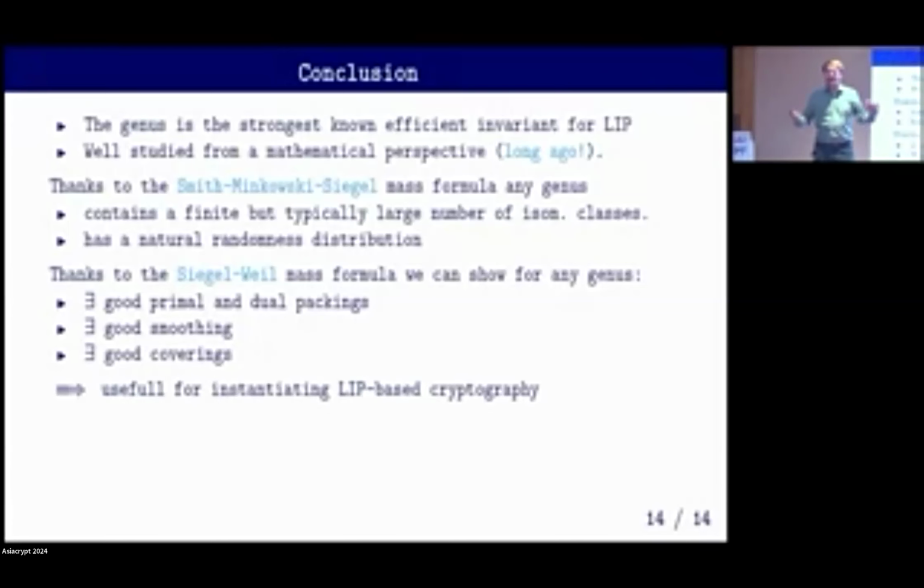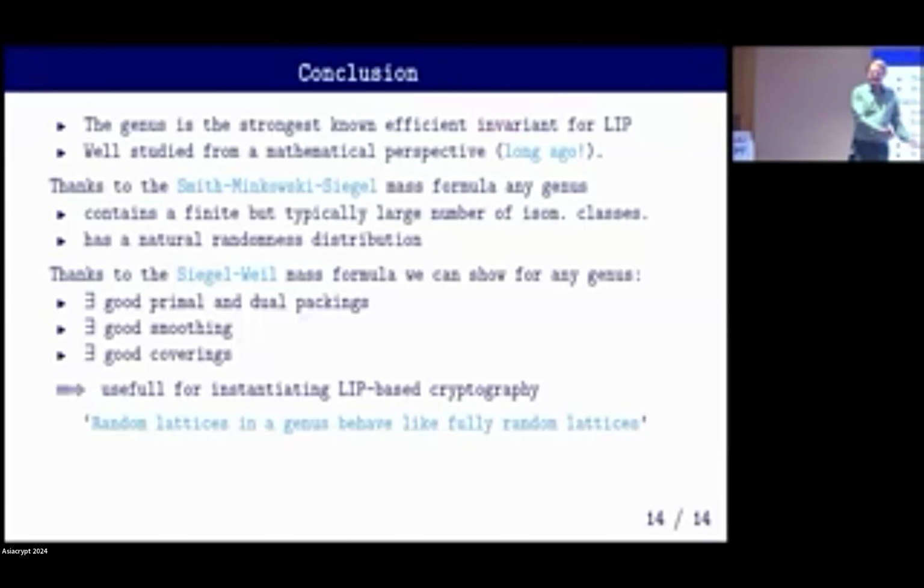And this is very useful for instantiating all these lattice-based schemes. So as a general takeaway message from this talk, you can think of random lattices within a genus as essentially behaving like fully random lattices.